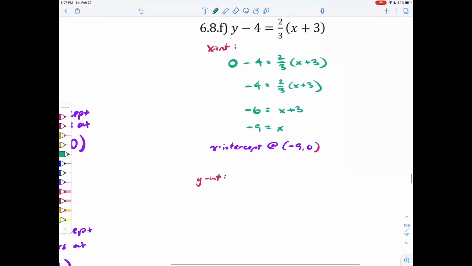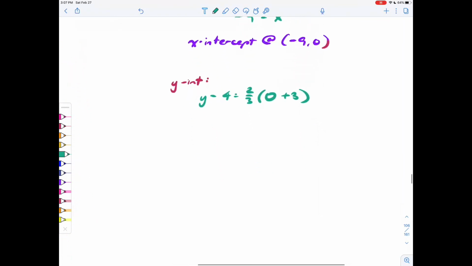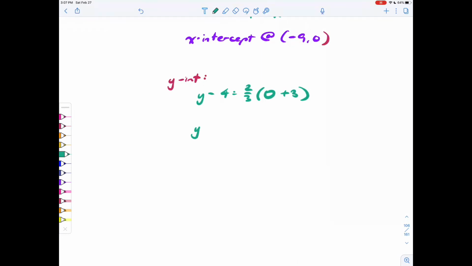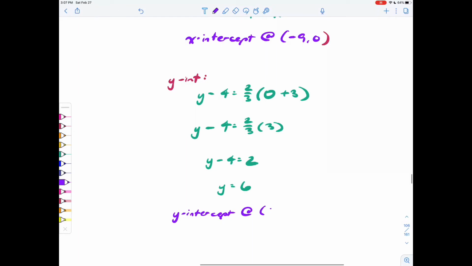Y-intercept, where does that happen? As far as I'm aware, that happens when x is 0. So we're about there. And solving for y there, y minus 4 is 2/3 times 3. So y minus 4 is just 2. And thus y is equal to 6. And we can say then we have a y-intercept at the point 0, 6.